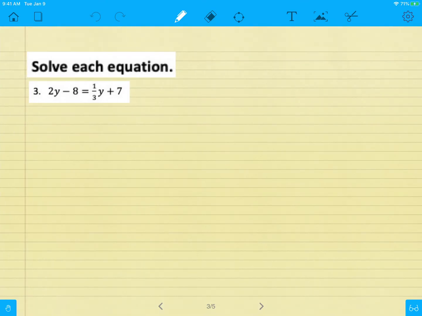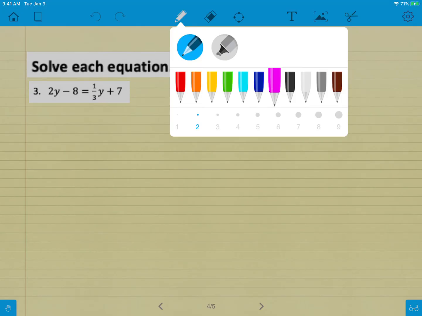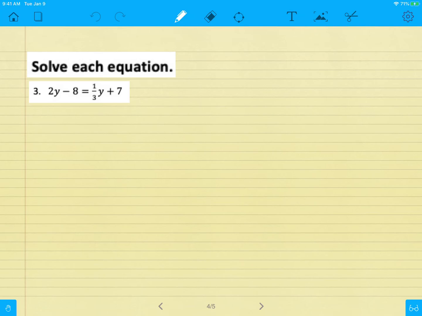Let's jump to our second to last problem here. So this one has a fraction. So since this one has a fraction, what you want to do is multiply everything by the bottom number. That way it gets rid of the fraction. So I'm going to multiply everything by 3. So multiplying everything on this problem by 3.